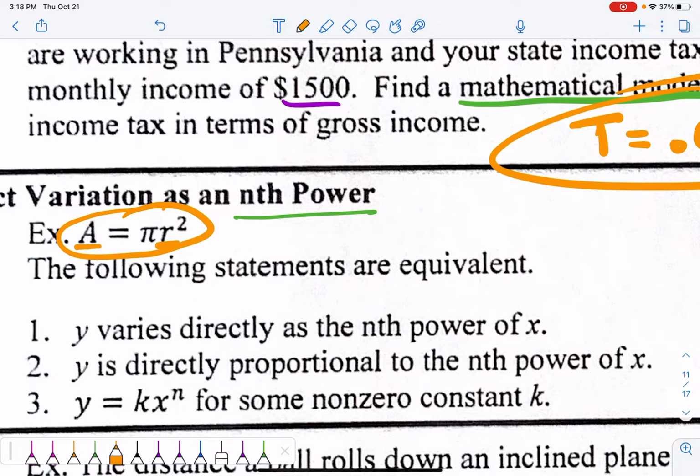Those are two variables, and they are still directly related to each other, where k is the value of pi, but we have to take the radius and square it first, okay? So they're still directly related to each other, but it's the variable squared first, okay?